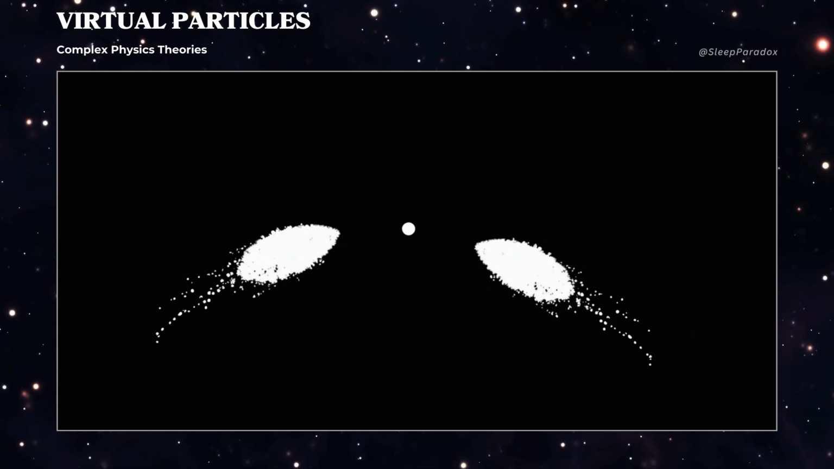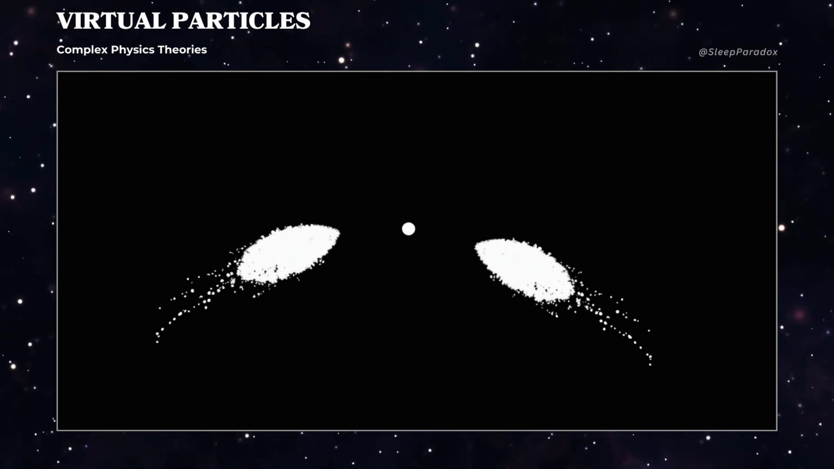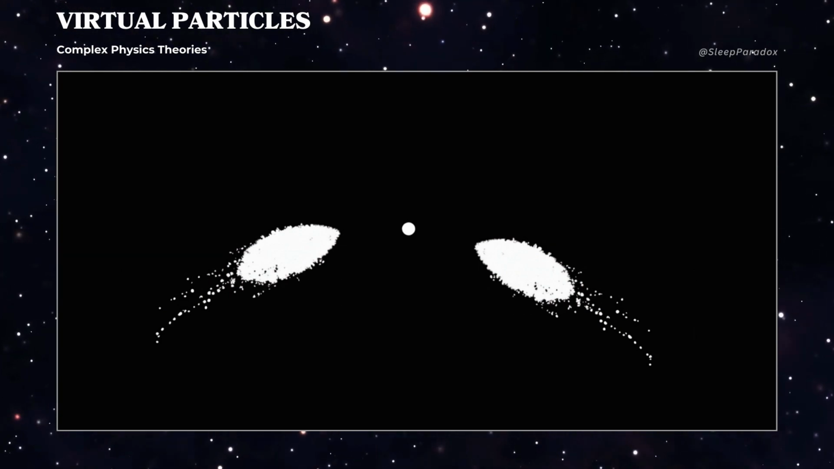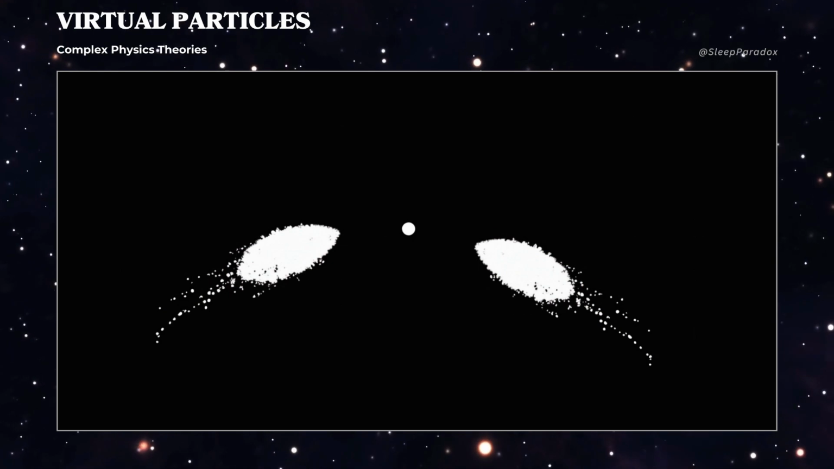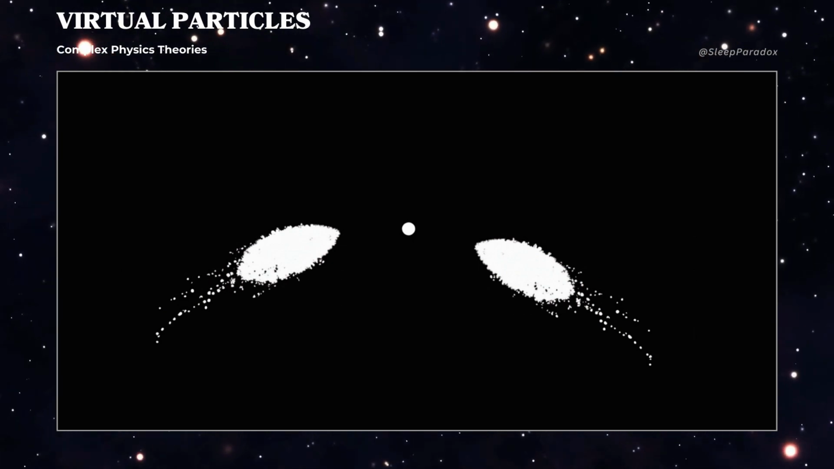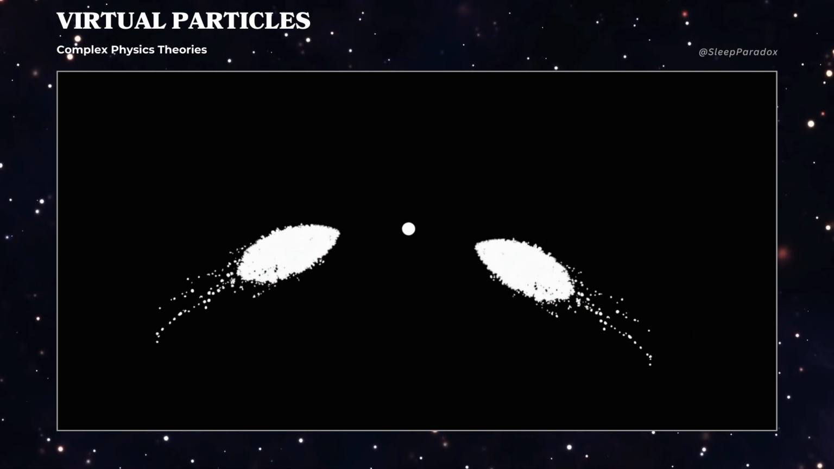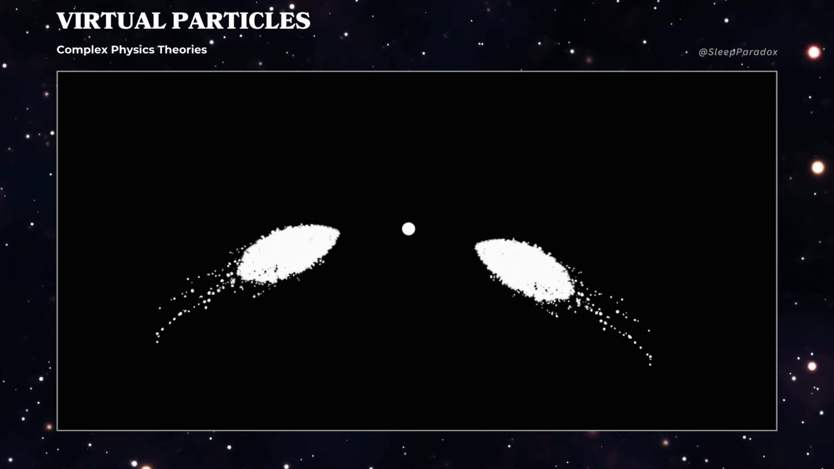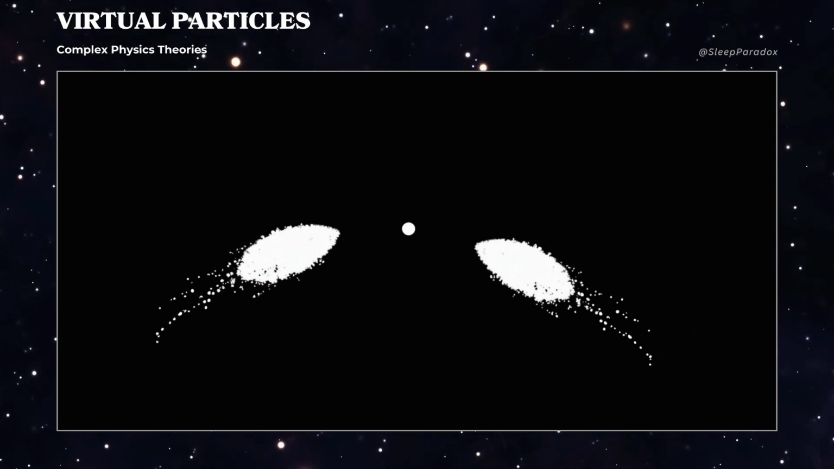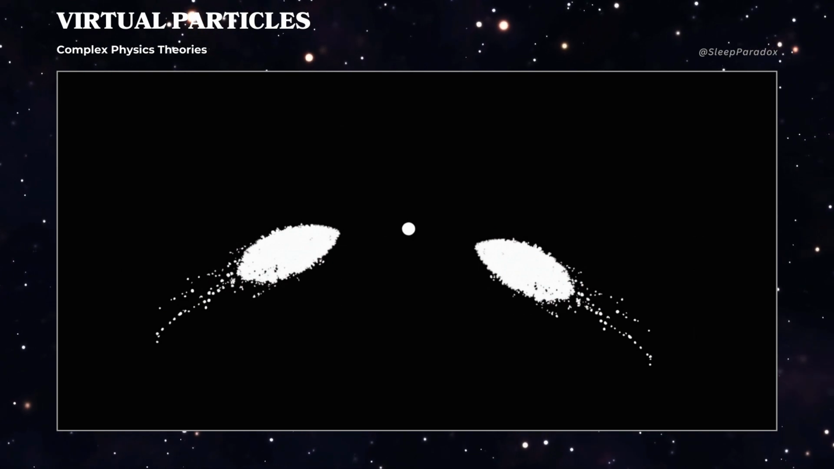In the strong force, quarks inside protons and neutrons constantly exchange virtual gluons. In the weak force, particles like electrons and neutrinos exchange virtual W and Z bosons. And even the Higgs mechanism, which gives particles mass, involves virtual interactions with the Higgs field.